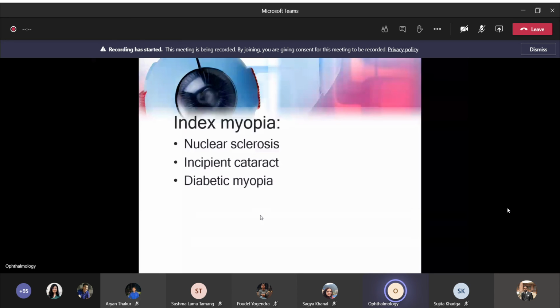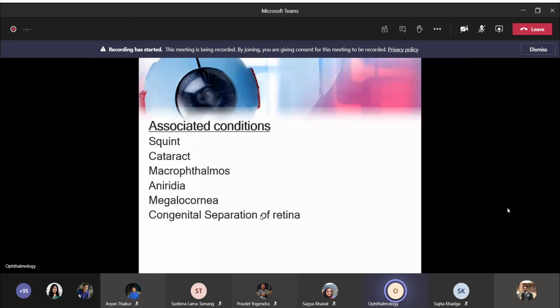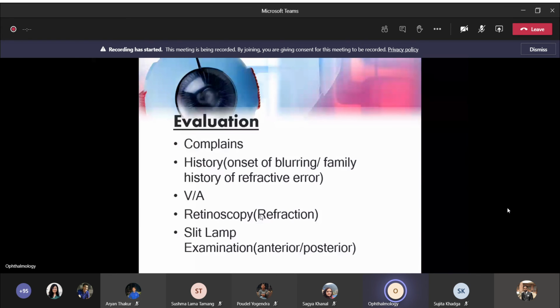Other associated conditions in myopia are squint, cataract, microphthalmos, where the eyeball looks big, megalocornea, where the cornea looks larger than normal, aniridia, and congenital suppression of the retina due to excessive stretch of the eyeball. And the evaluation of myopia includes complaints, proper history, onset of blurring, family history of refractive error, followed by ophthalmoscopy, refraction, and slit lamp examination.